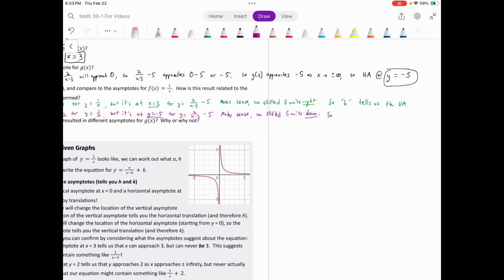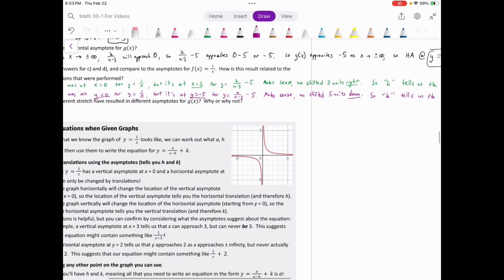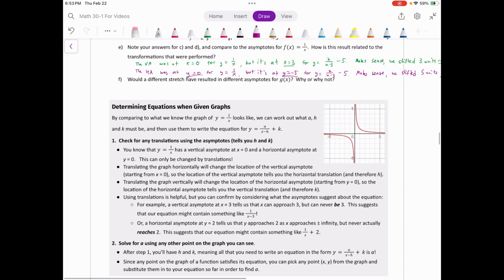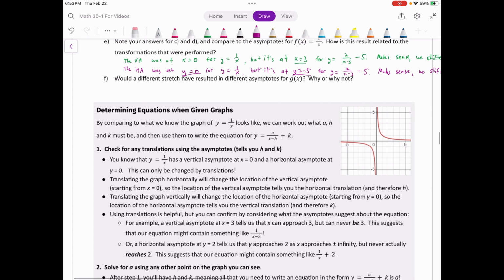So k is going to tell us the horizontal asymptote, because again, if we think about 1 over x as our starting point, our base graph, it's starting from a horizontal asymptote of y equals 0. And so wherever we translate it vertically, the only thing that's going to change that is k, right? Vertically stretching is not going to change that asymptote. Only vertically translating, shifting it up or down, will change it. So k directly tells us the horizontal asymptote. And that's what this gets into here, right?